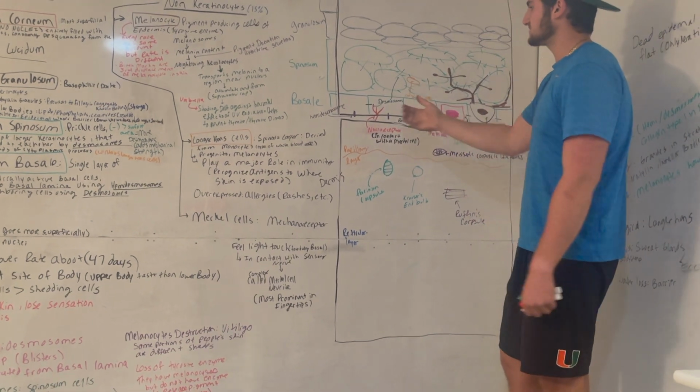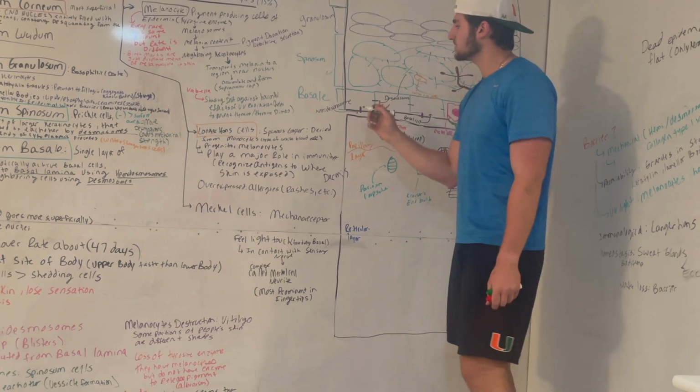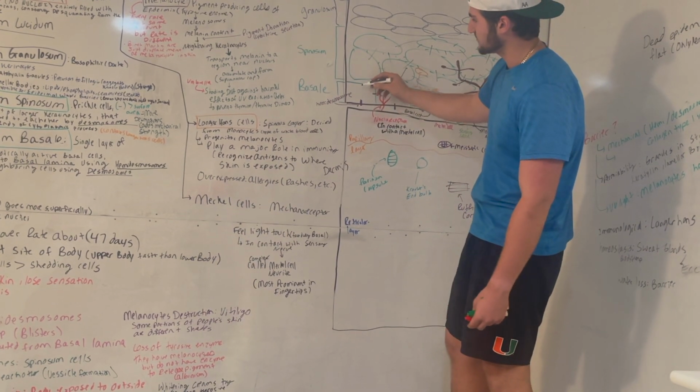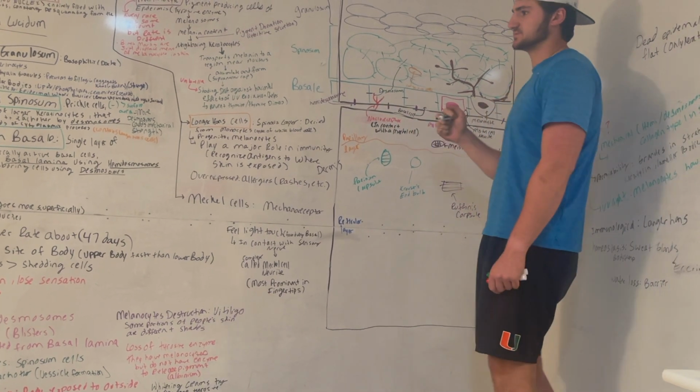And then it attaches to other cells using desmosomes. A desmosome is just like a hemidesmosome, but instead of attaching from the cell to the basal layer, it attaches from cell to cell. That's what a desmosome does.